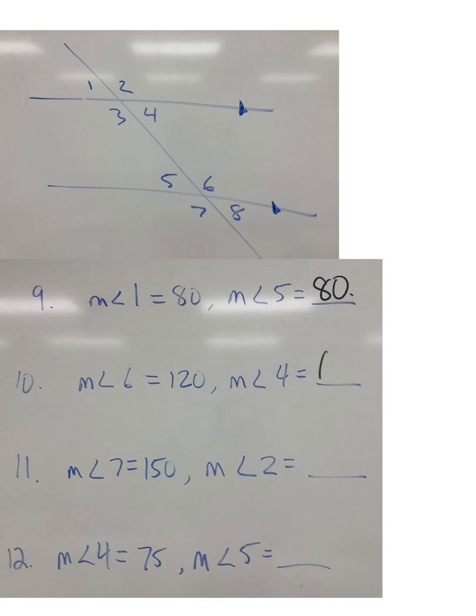How do you know? They're consecutive interior angles. So it's 60. This was corresponding. Okay. The measure of angle 7 is 150. So what is the measure of angle 2?